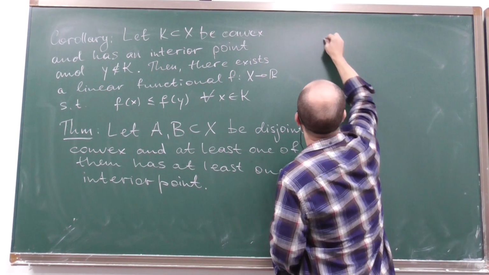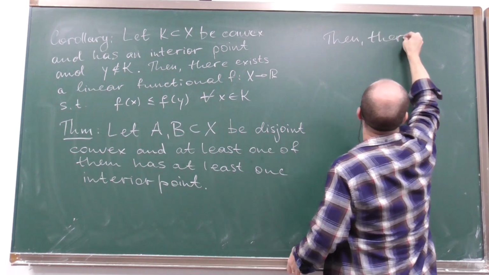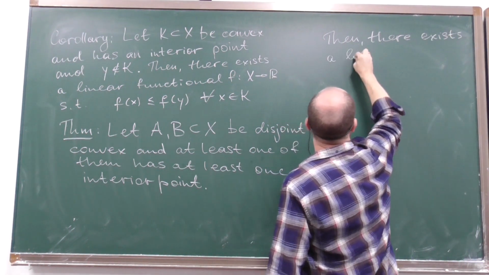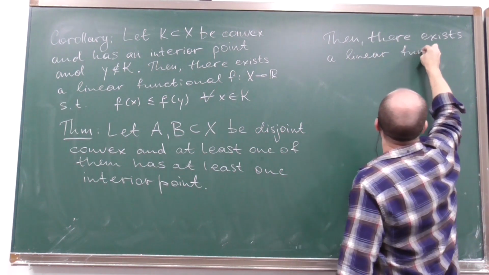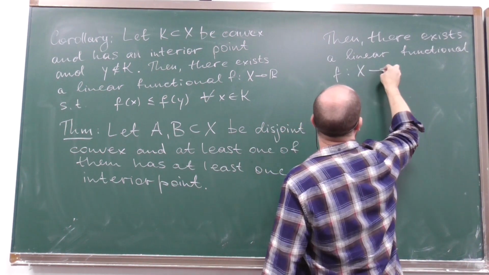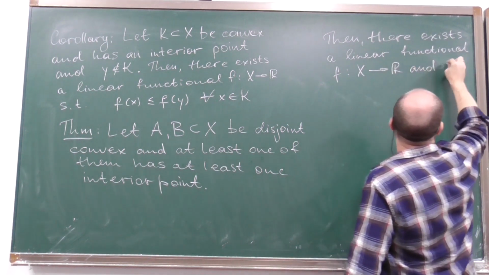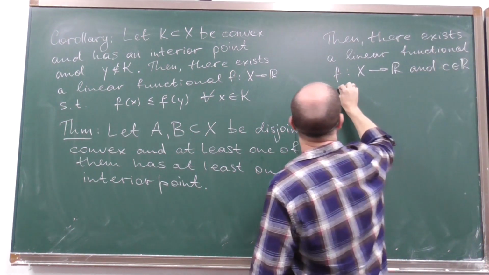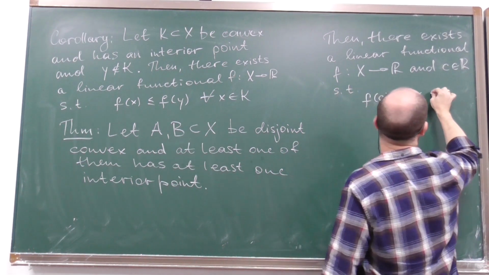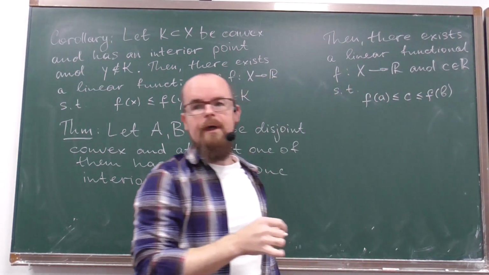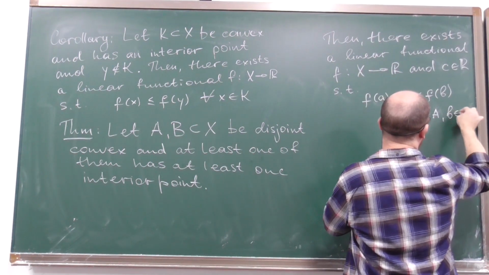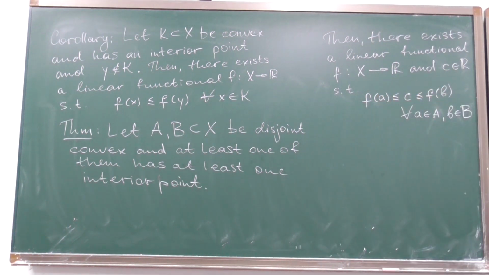Then there exists a linear functional f on X and a real number C such that f of a is less than or equal to C, which is less than or equal to f of b, for any a from A and b from B. Let's prove this.